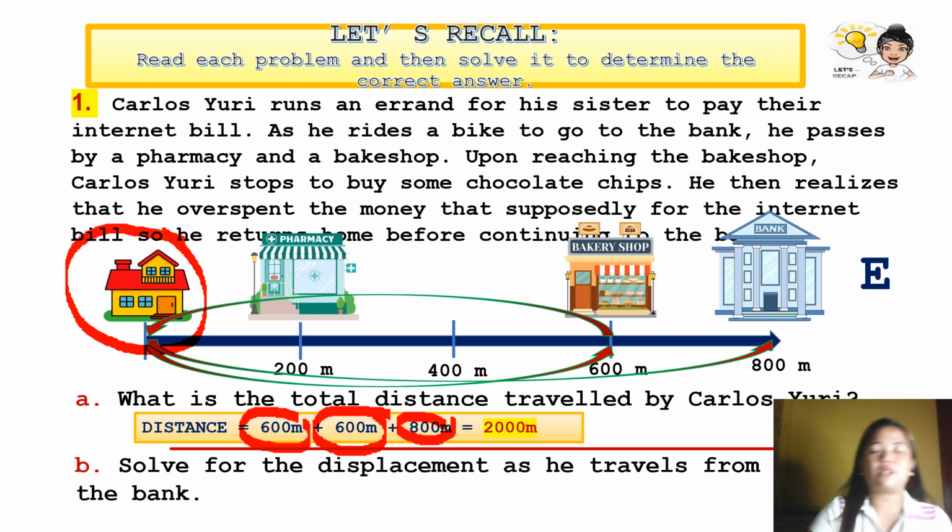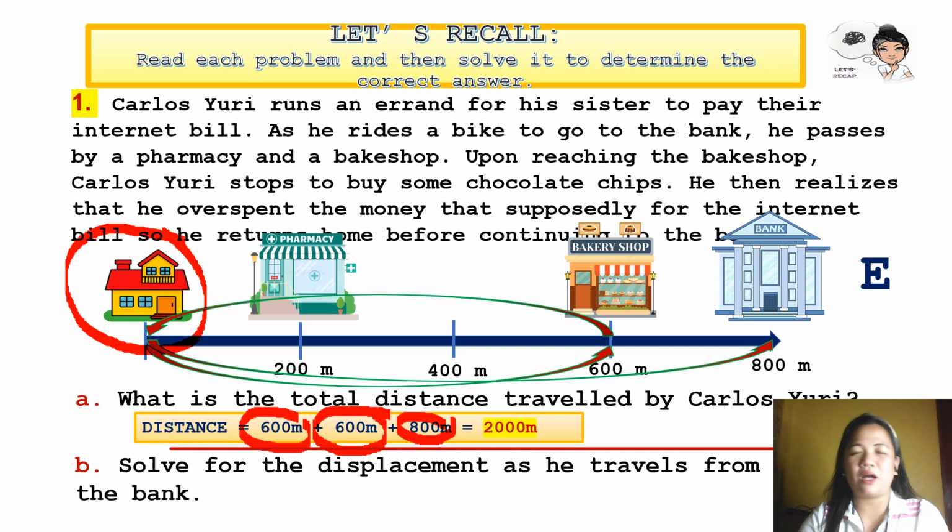Now, ito tayo ngayon. What will be the displacement traveled by Carlos here? Remember that the displacement is a vector quantity. It's something to do with the direction. Mas may say yung direction sa displacement, unlike with the distance, walang pakialam yung direction, whether nag-turn left, nag-turn right, you have to add. But this time, in displacement, we have to know the two important points.